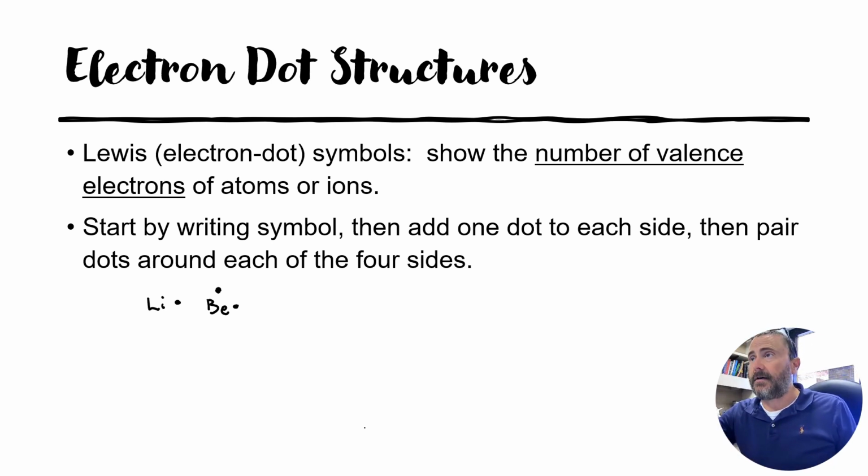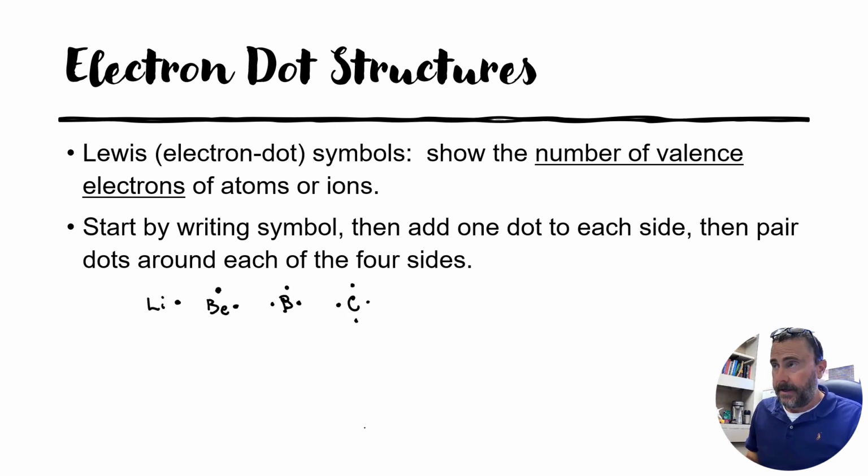Next, I'm going to go to boron. Boron has 3 electrons, so 1, 2, and 3. And I bet we can figure out where this is headed. Next is carbon, 1, 2, 3, 4. And then nitrogen, 1, 2, 3, 4. Oh, now we've got 5. I can finally pair up over there.